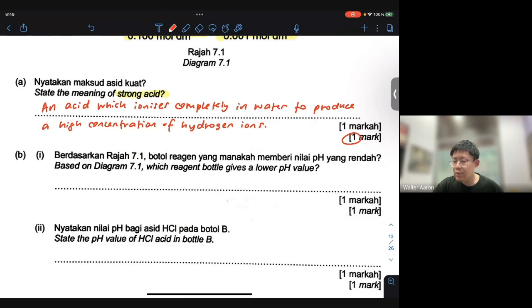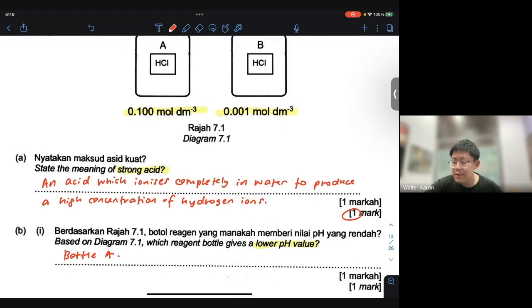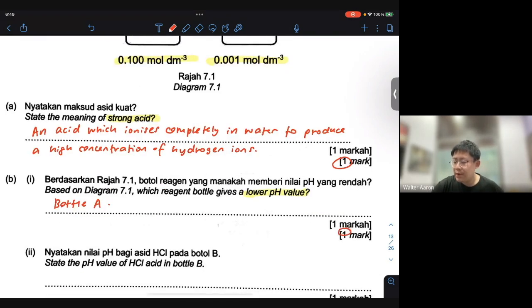Based on 7.1, which reagent bottle gives a lower pH value? Now, lower pH value means more acidic. Obviously the one that has a higher concentration should have a lower pH value. So you can say here bottle A, because bottle A has a higher number of moles or higher molarity in terms of acid. So therefore it must have a lower pH value. So you get 1 mark over there.